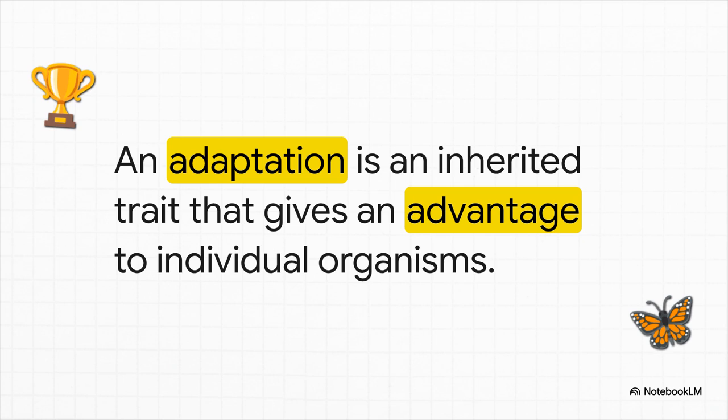Take this orchid, for instance. It has evolved to look almost exactly like a female bee. So what happens? A male bee comes along, thinks it's found a mate, and tries to, well, you know. In the process, it gets covered in pollen and flies off to the next flower. It's an absolutely brilliant survival trick passed down through generations.